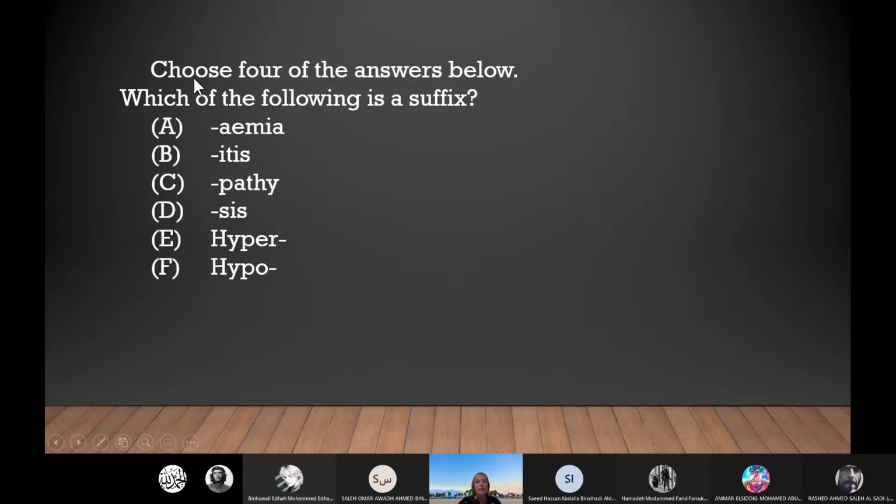In these choices below, which of the following is a suffix? Does anybody want to answer? How would we recognize a suffix? Hypo. Emia. Emia, excellent. Yes. So pathy and cis. The suffix is at the end of the word, and usually you have the dash in front of the suffix because something is coming before, at the end.